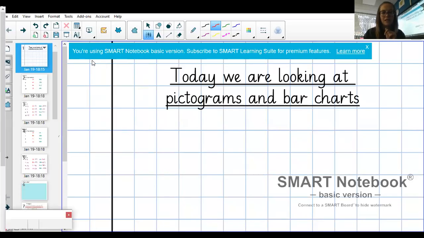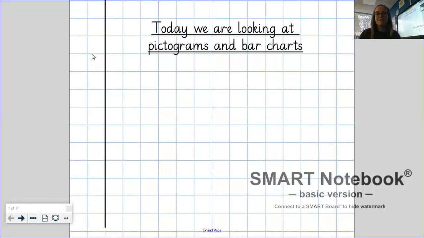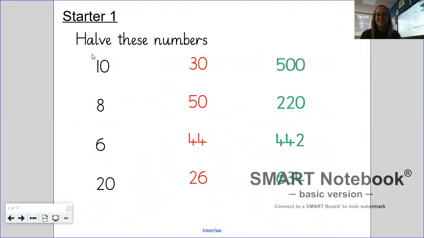Bar graphs and pictograms. So today we are looking at bar graphs and pictograms. First thing, we've got a starter, guys. I want you to half these numbers. Remember, halving means dividing by 2. So half these numbers, pause the video, and then come back for the answers. You ready? Pause.